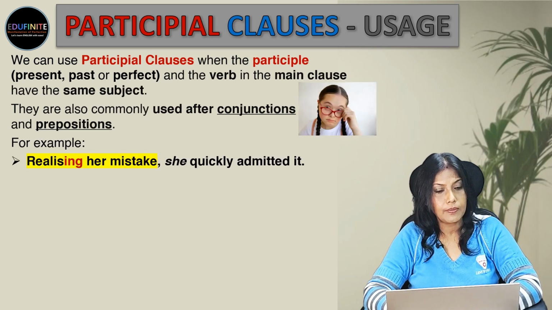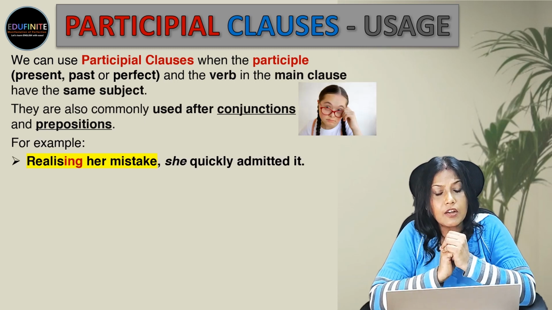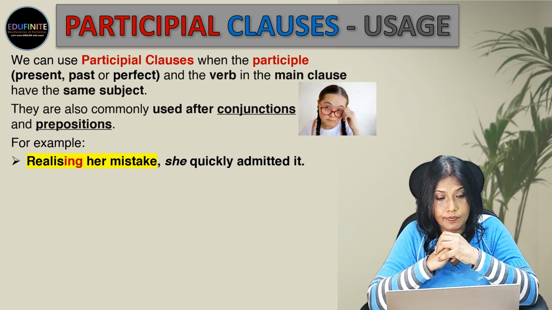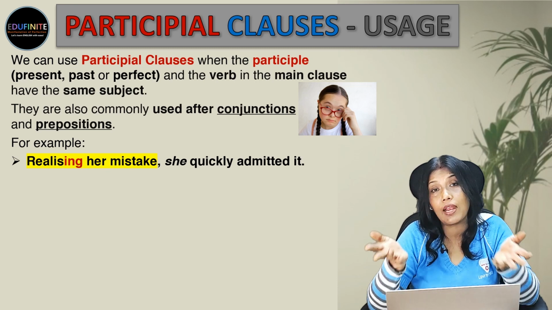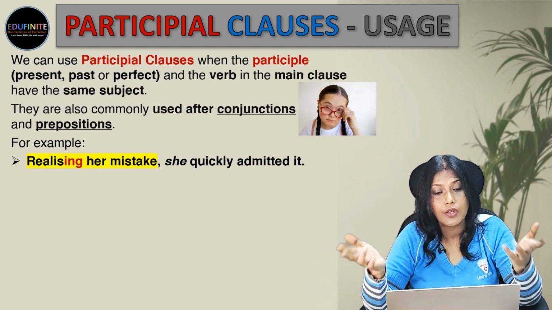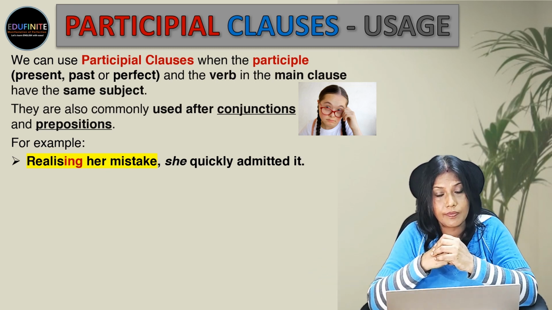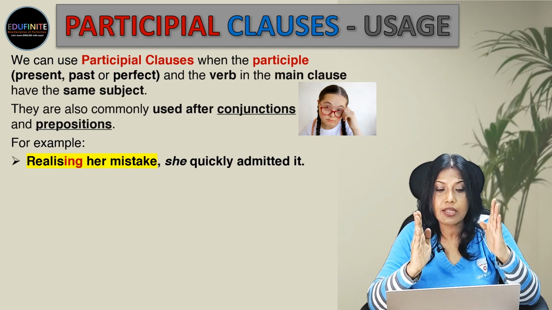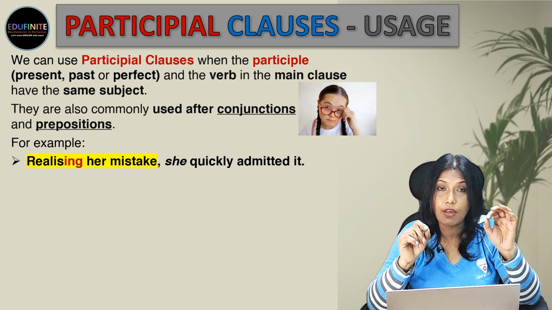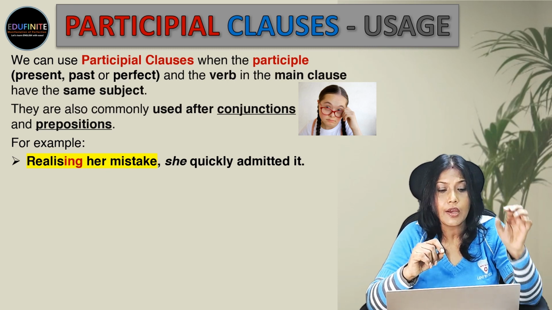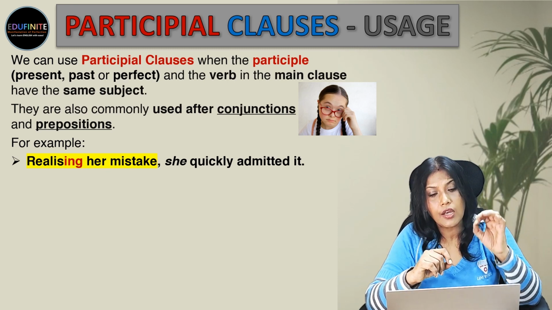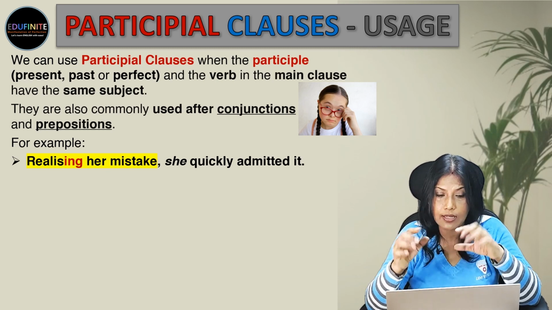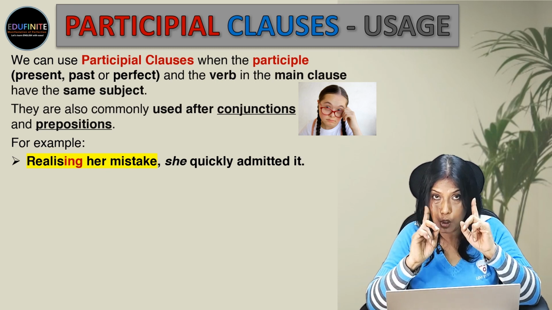For example, realizing her mistake, she quickly admitted it. It can be, as she realized her mistake, she quickly admitted it. So realizing her mistake, we have shortened it. By shortening the dependent clause, what have we done? We have used the participle at the beginning. Realizing her mistake, she admitted it. So here, who realized? She realized. So the subject is common, she.